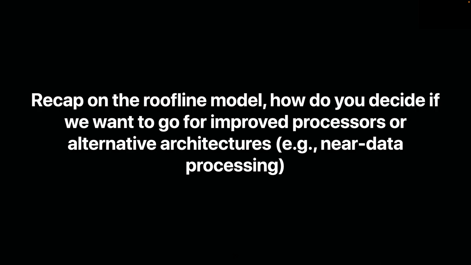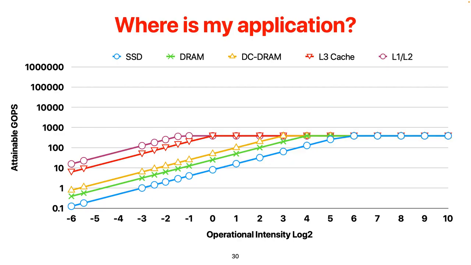Where you lie on the roofline model, right? So here's the thing. If I have an algorithm with really, really low operational intensity, then I should go for some kind of alternative architecture, because it means that the main problem is not computation at all. It's more about the data supply. And it's better to keep my computation closer to the data, or I just don't need to give the system a good processor, right? That's the answer.